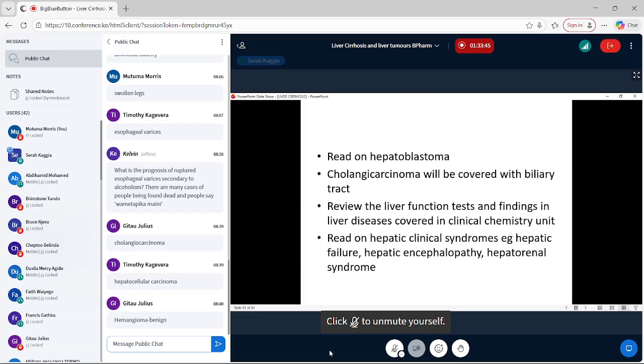That's the end. So you're going to read on hepatoblastoma. I didn't discuss it. Angio will be discussed in biliary tract. Then this is the gap I have seen. You have to review the liver function tests. I thought you would just look at your notes in clinical chemistry. I think you have notes. You'll have to look at that. Then read on those syndromes.